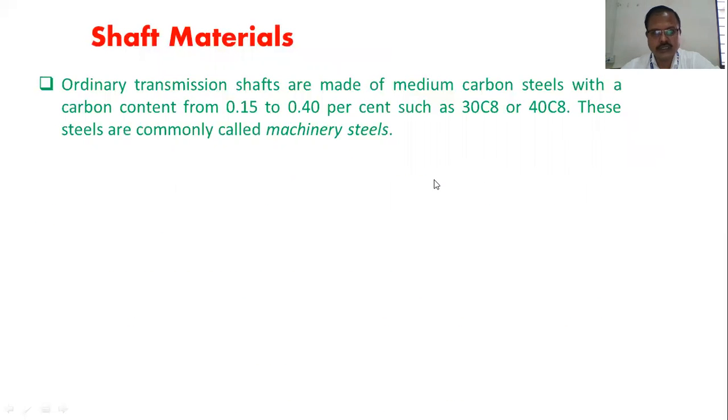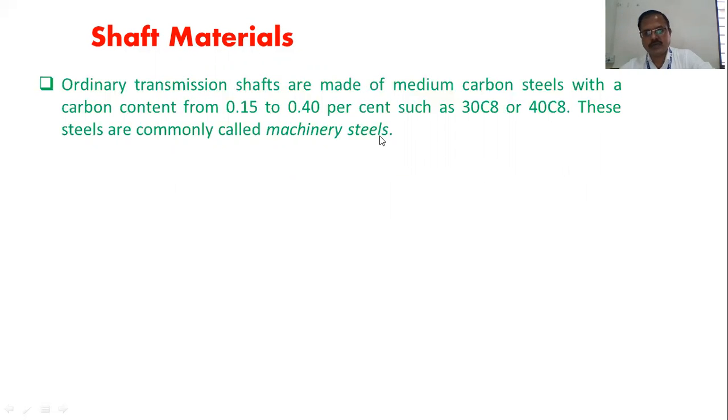In many cases, shafts are subjected to fluctuating loads. Therefore, fatigue resistance is also one of the important properties. Again, the shaft material should be capable of taking the shocks and vibrations coming. So, depending on these properties, we can use different types of materials for manufacturing the shafts.